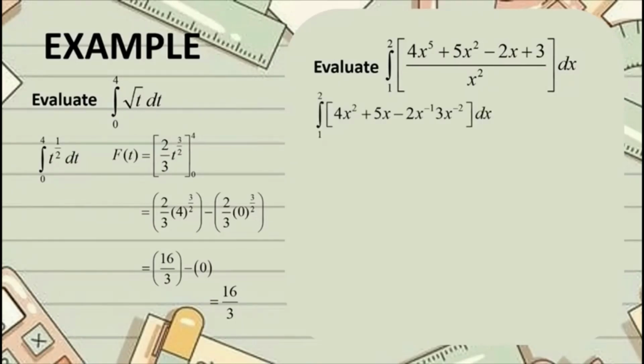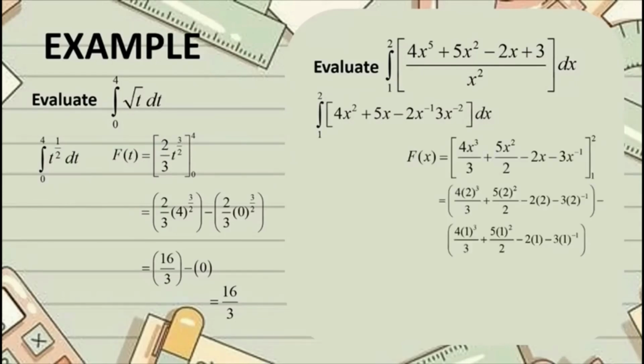First, we need to simplify the term and find the antiderivative. Substitute the limit into the term and we get the answer 49/3.